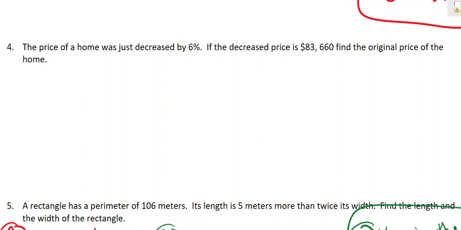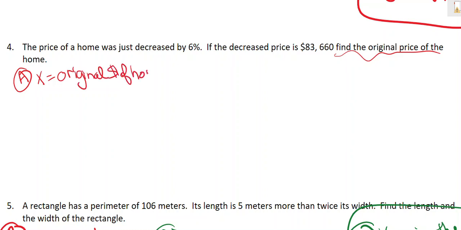The variable is what we're trying to find, so it says find the original price. So step A is establishing the variable. I'm going to say X is the original price of the home. What's a little bit trickier is this idea of the equation, because it's talking about the decreased price being $83,660.